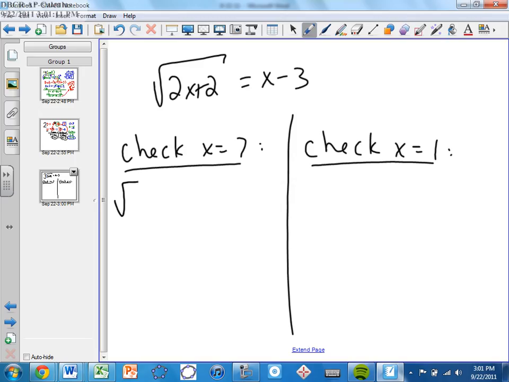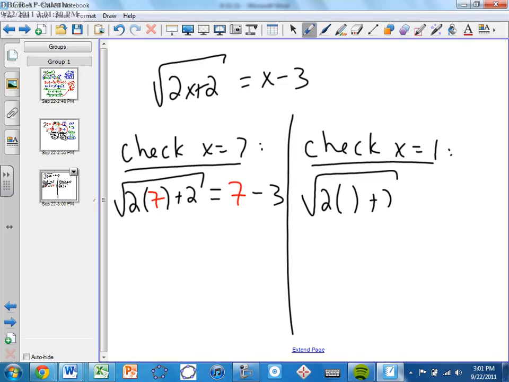Here, I'm going to use different colors so you can see. Here's where my 7 goes right here, and here's where my 7 goes right there. Again, I put the original equation there. I don't put the x's in. I put a 7 into the x. On this side, it's going to look similar. Here's going to be my 1, there's going to be my 1. Now, I can continue the process and see what I get.